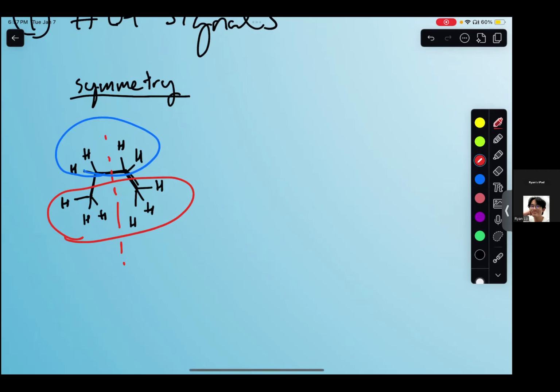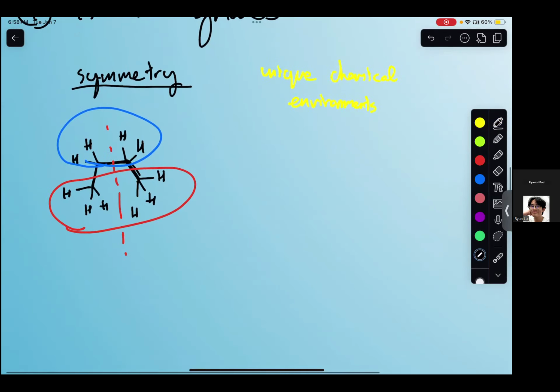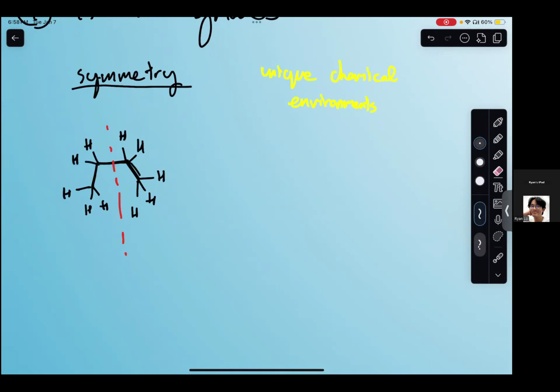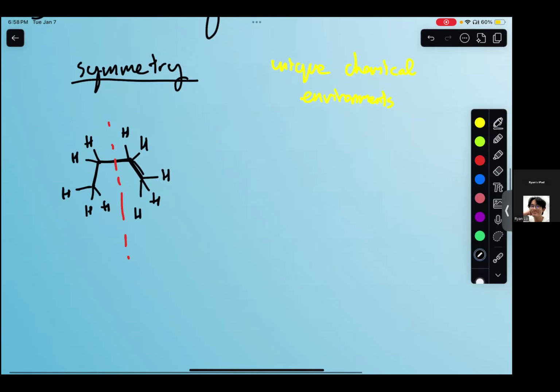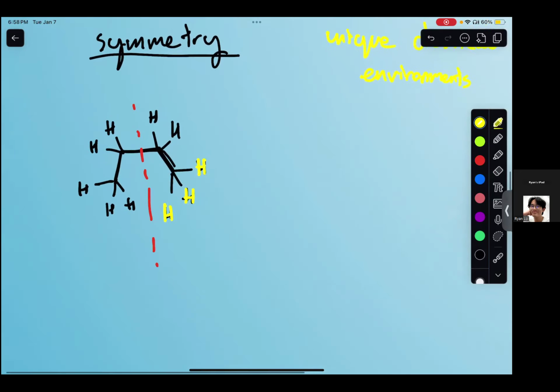And so instead, kind of the golden rule, right, is going to be something called unique chemical environments. And so, right, instead of doing the quick way with symmetry, let's quickly kind of break this down and talk about unique chemical environments. So let's analyze this CH3 right here. I'll highlight this in yellow.